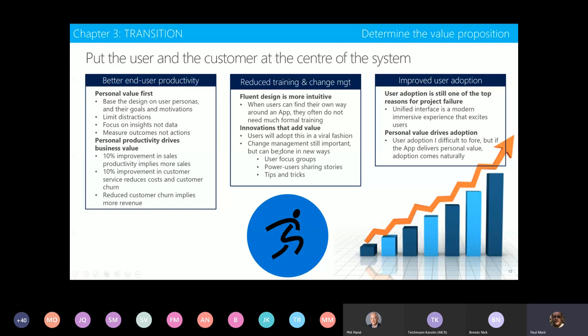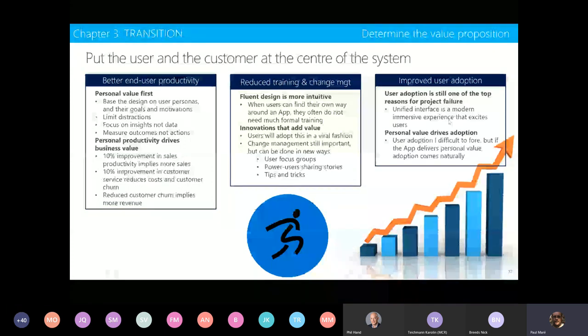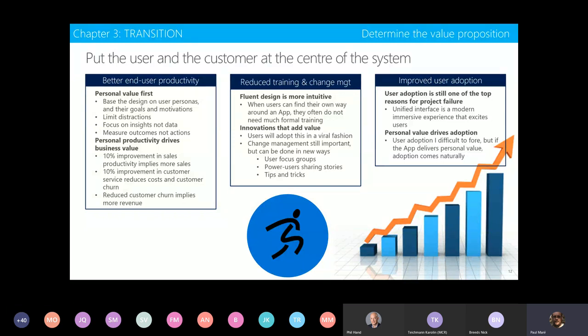User adoption is still one of the top reasons for project failure, the other one being data quality, of course. So these are always, for me, ongoing concerns that we need to manage in every project. Because a unified interface is a modern immersive experience that excites users, you get a natural user adoption that's better than with a classic web client. And again, the personal value will drive the adoption. And so this is the key.